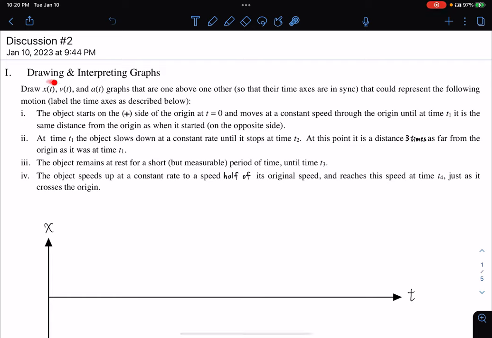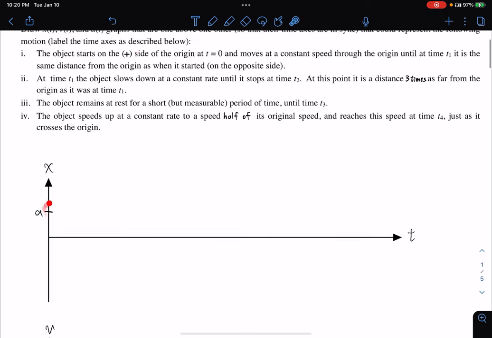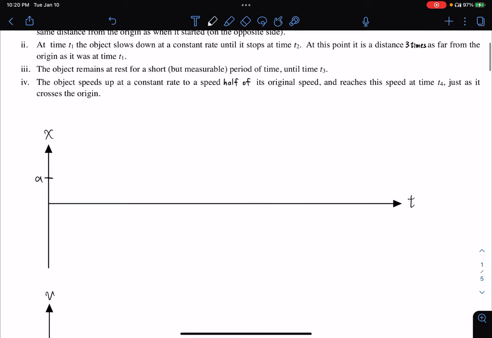In this video, we are going to draw the xt, vt, and at graph with some slightly different instructions. First, the object starts at the positive side of the origin and is going to move at a constant speed until it passes through the origin and reaches somewhere at the same distance as the beginning. So let's say the object starts at a distance a from the origin on the positive side. Then it should end at the same distance from the origin, but at the negative side.